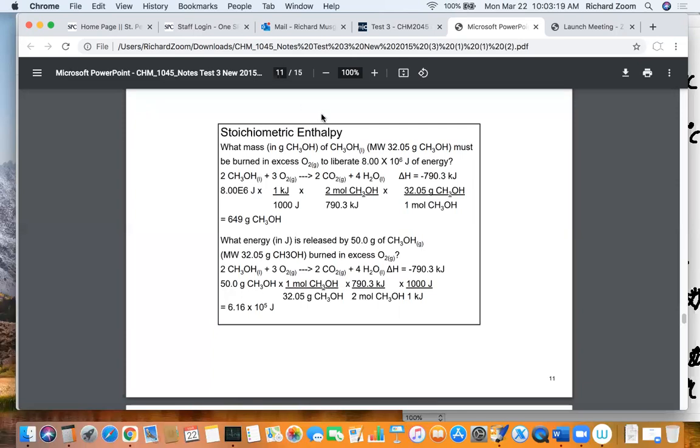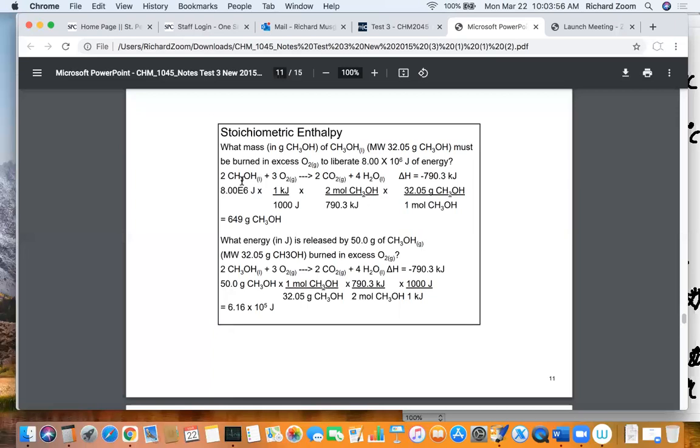But the point is that this is the amount of energy that's released by this equation with this specific stoichiometry. So 2 moles of methanol and 3 moles of oxygen gas will give 2 moles of CO2 and 4 moles of water, as well as releasing this much heat, 790.3 kilojoules. So this is methanol, which is an alcohol, and it will burn and release heat. Methanol is used sometimes as a fuel as well.